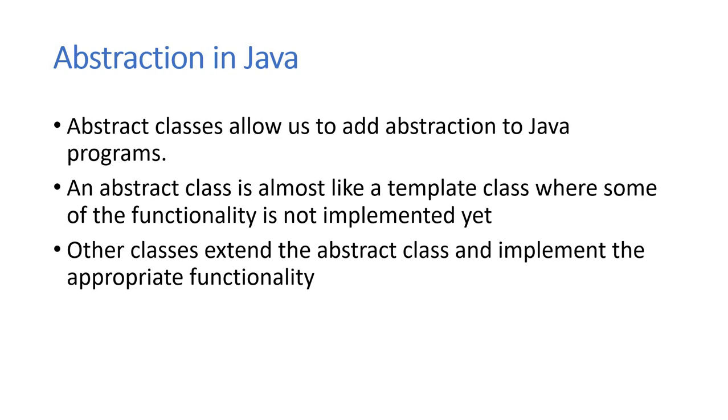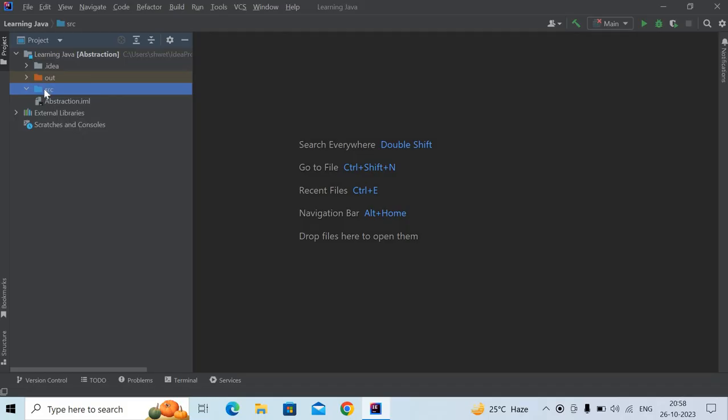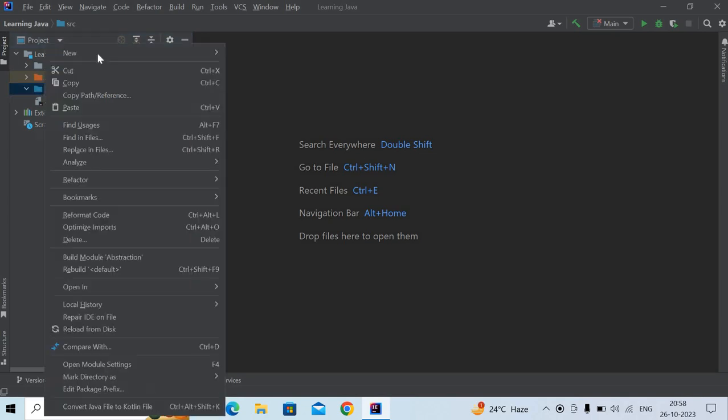Let's say you want to read a file in several different ways. Some hold secret messages, some have information we want to redact, so it's important to be able to retrieve the content of a file in different ways. To start off, we will create an abstract file reader class.